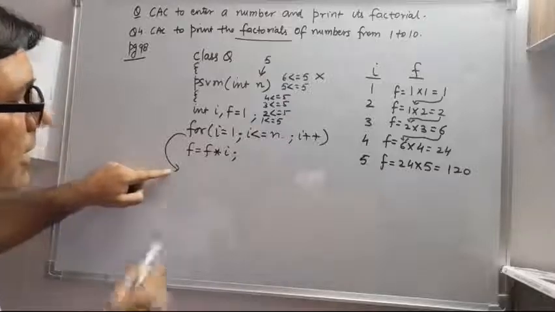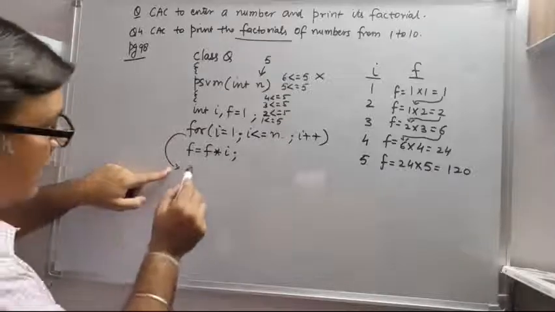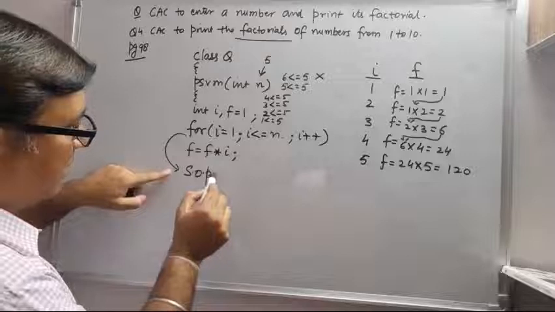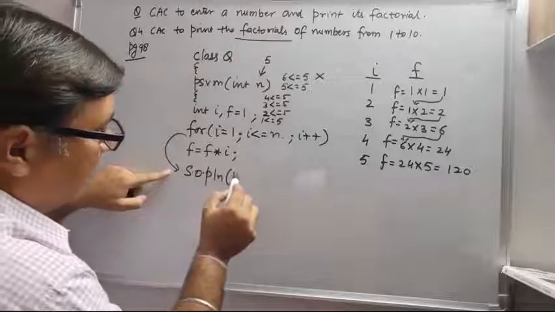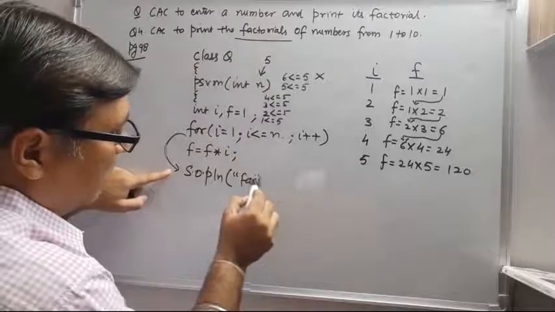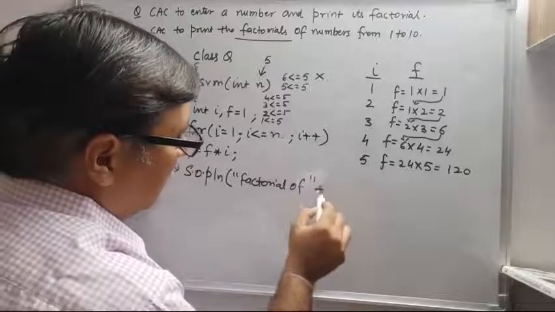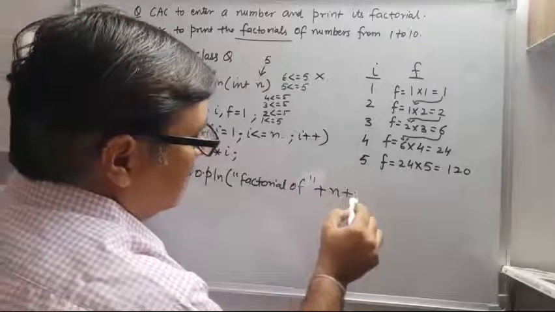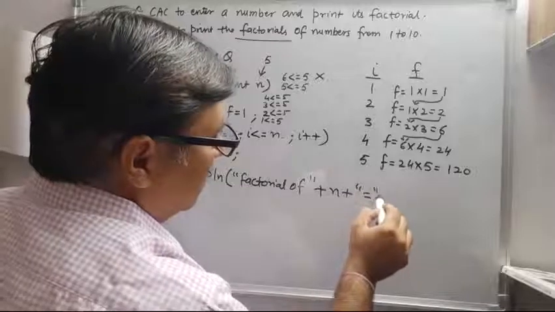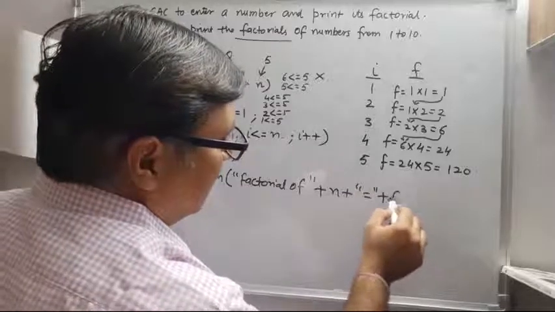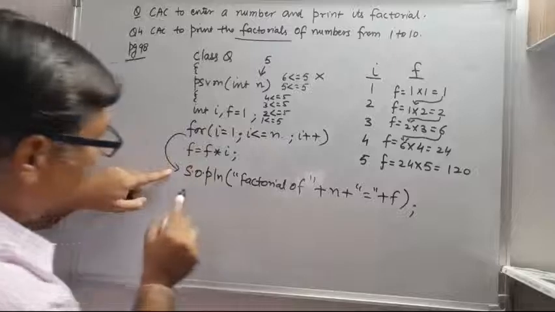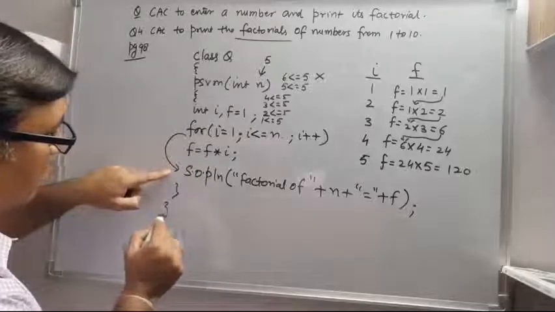Here we will print the value of f, that is System.out.print, "Factorial of " plus n plus " is equal to " plus f, and we close the two brackets.